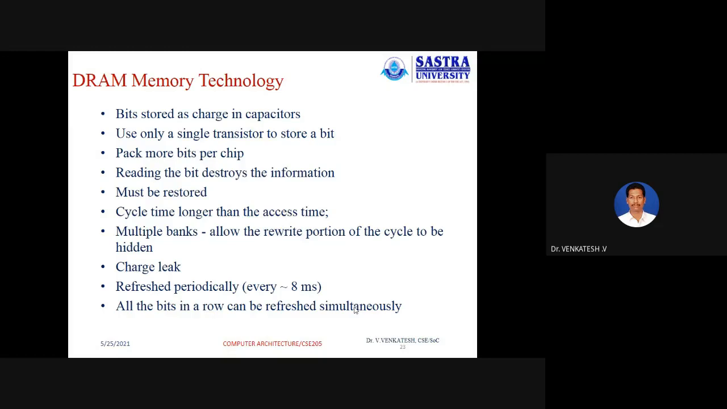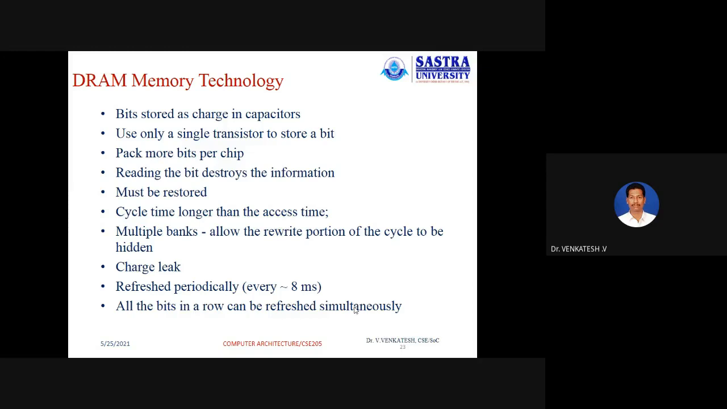So once the data is read, we will read that information, and automatically the data will be destroyed, and then it must be restored again. So the cycle time is longer than the access time. That is very important. So we are going to have cycle time longer than access time.